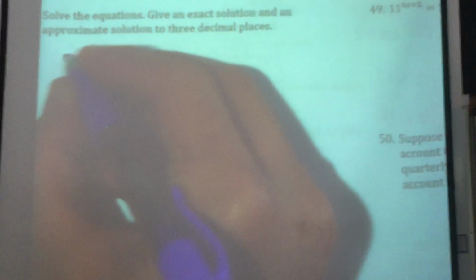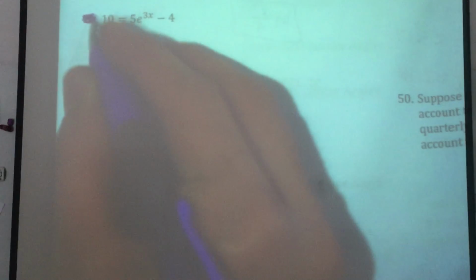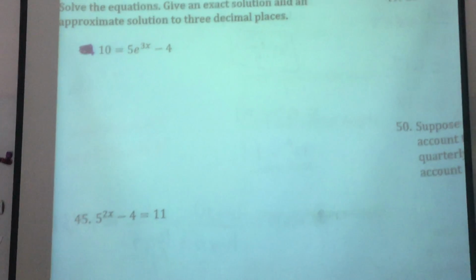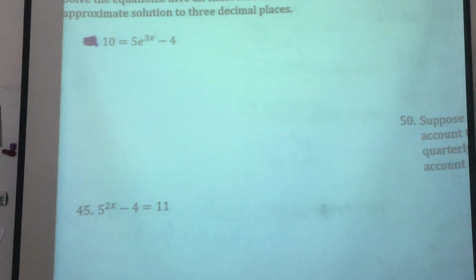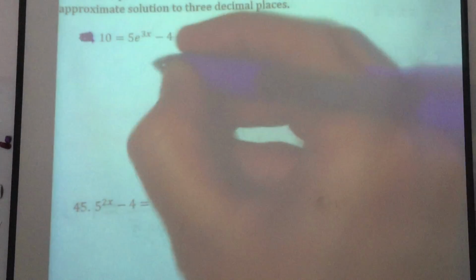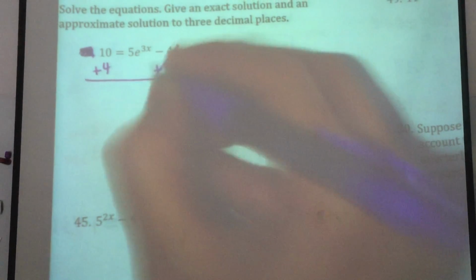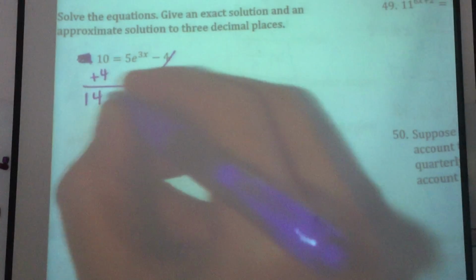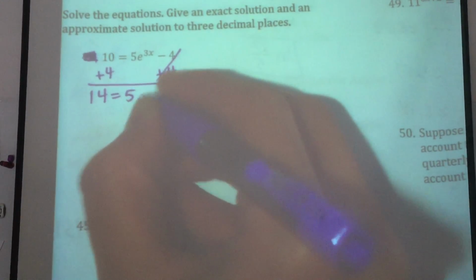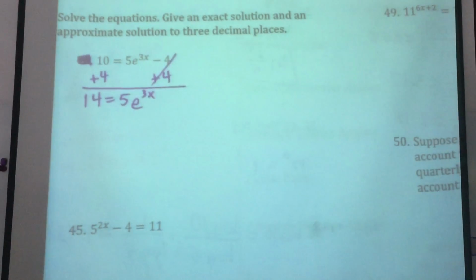In number 44, and don't get confused, this is just the number of the problem. This is the equation here. 10 equals 5 times e to the power of 3x minus 4. We want to isolate the x, so the first thing I'm going to do is kick out the 4 by adding it. Once I add it, I get 14 on the left equals 5e to the power of 3x.